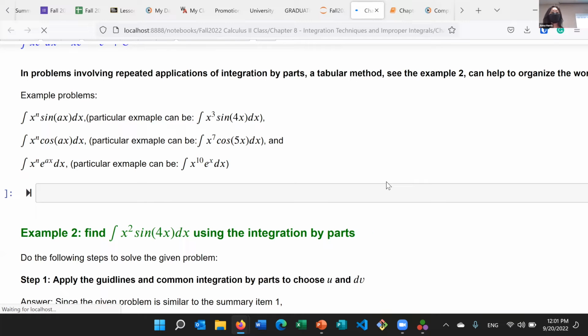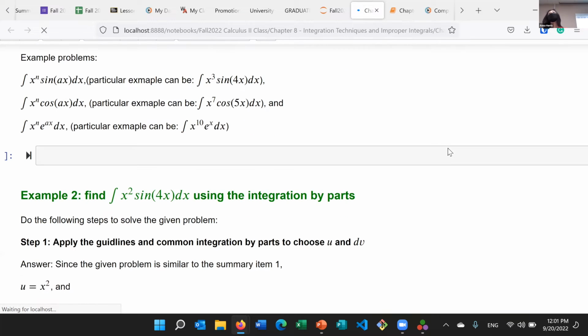8.2. In problems involving repeated application of integration by parts, we're going to use a tabular method. There is a formula that you can use. Look at example 2. For example, look at this one. You have x to the n, where n means some high power.